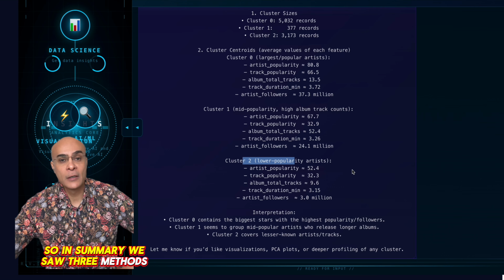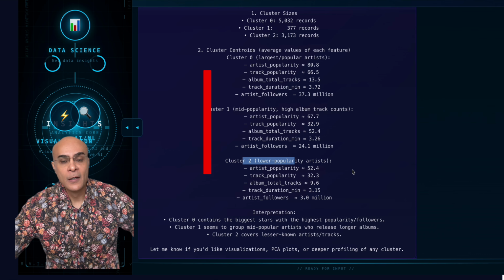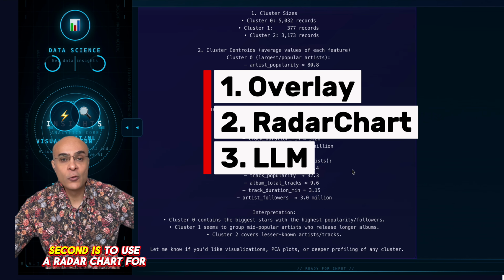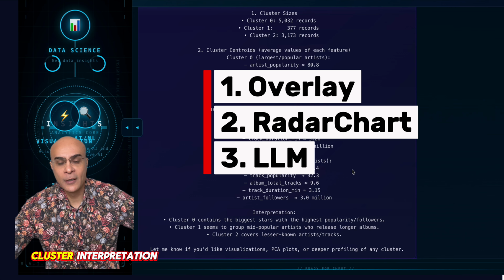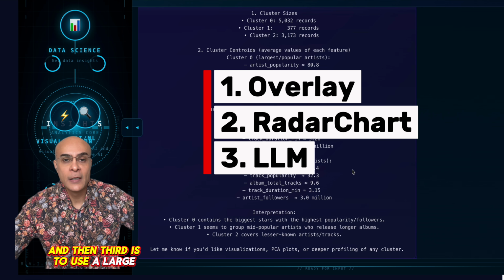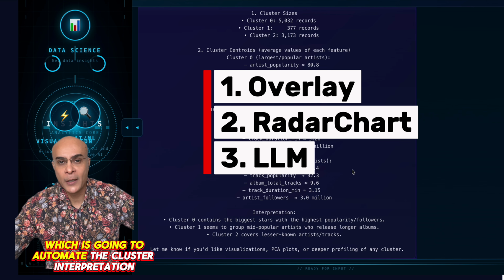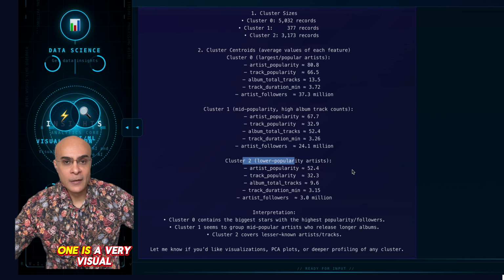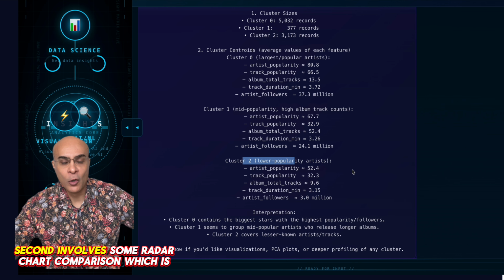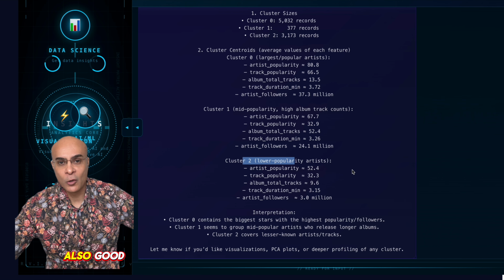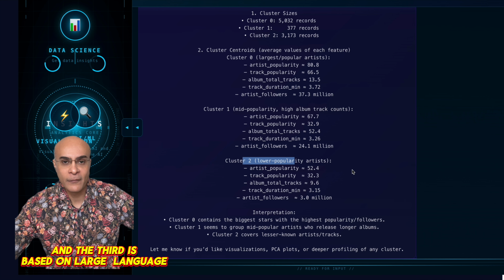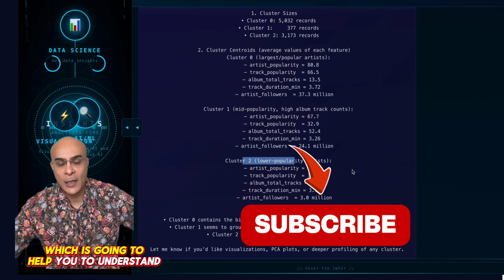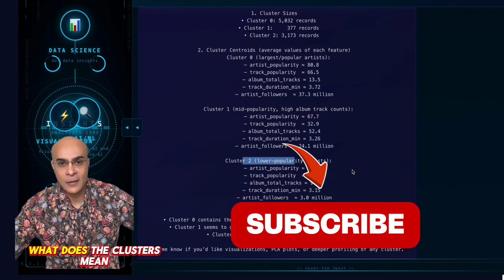So in summary, we saw 3 methods. The first one is overlaying some visual information over a scatter plot. Second is to use a radar chart for cluster interpretation, and then third is to use a large language model which is going to automate the cluster interpretation. I think all the 3 methods are useful. One is very visual, second involves some radar chart comparison, which is also good, and the third is based on large language models. So I think the best is to use all the 3 methods, which is going to help you to understand what the clusters mean.